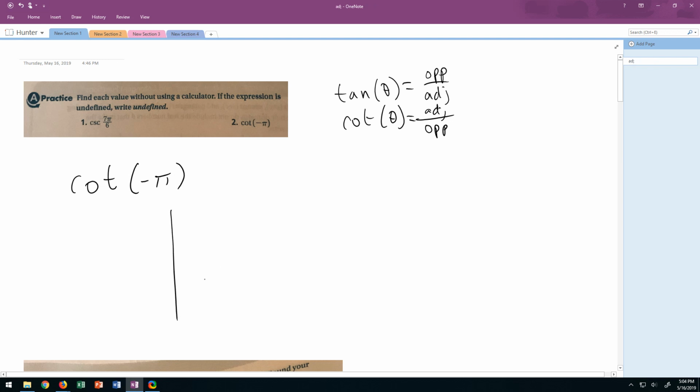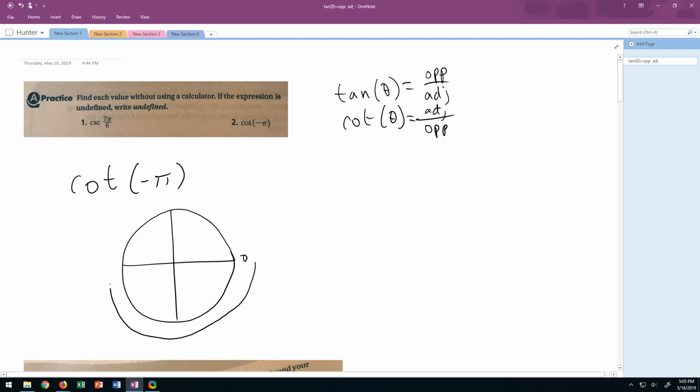You may already know. All right, so here's my unit circle. Here's 0, here's pi, here's 2 pi. How do I get to negative pi again? Well, this is in the positive direction, so let's go in the negative direction. If I go in the negative direction, negative pi should get me here. Here's negative pi. All right?